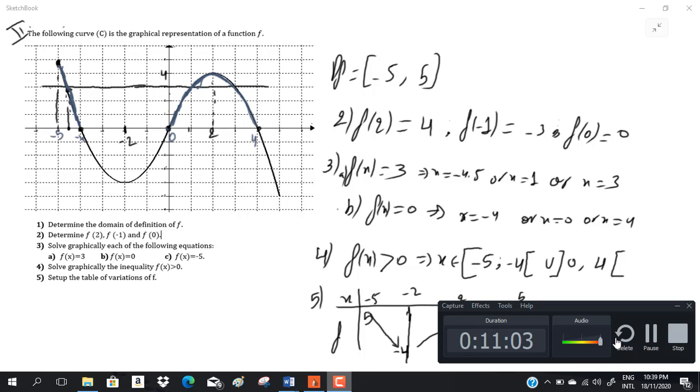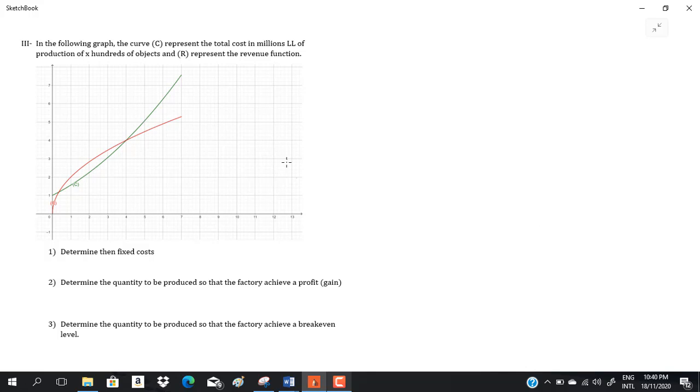This is the second question. Now, how can we use the graphical reading in economical exercises, or in economics? This is in green, the curve of the cost function, and this other color is the curve of the revenue function. And now we need to study the third part 1, determine the fixed costs.